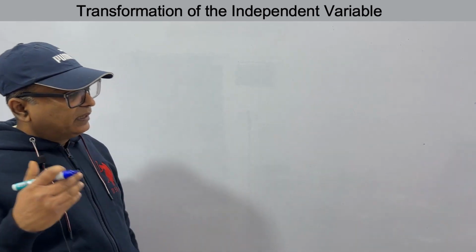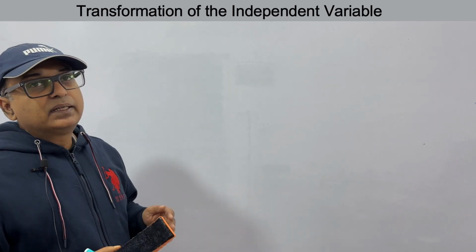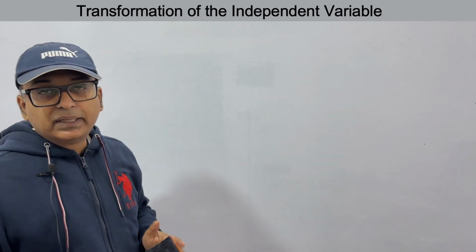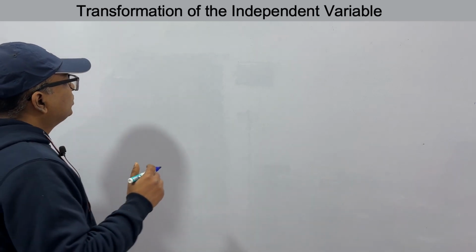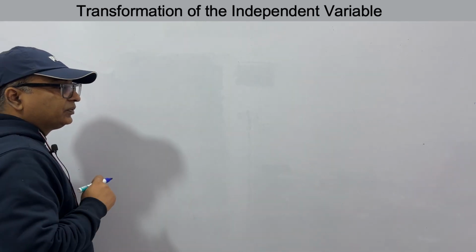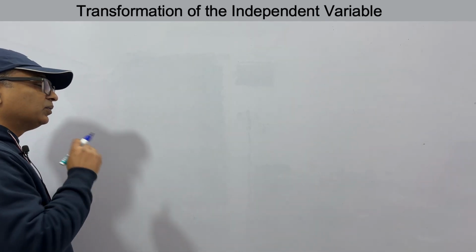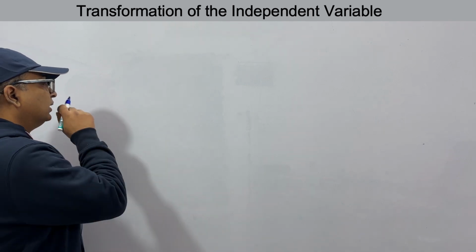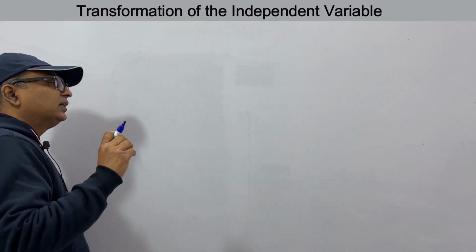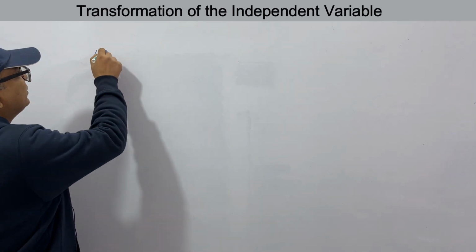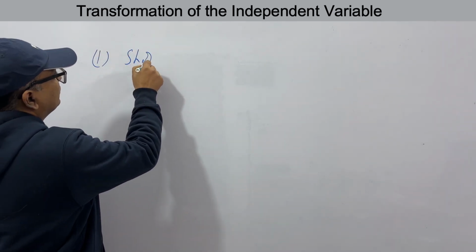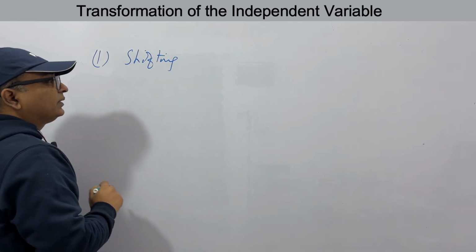So what I am trying to say is that very often we transform the independent variable to achieve our purpose. There are thousands of transformations possible, but with respect to time, we use two basic types of transformations. First is called time shifting. What is the meaning of time shifting?